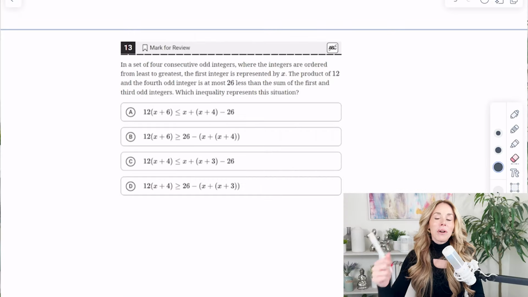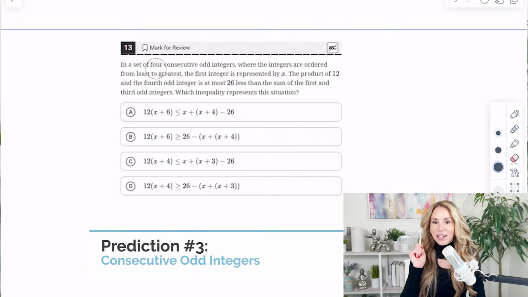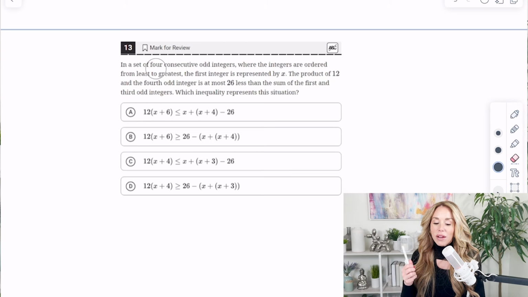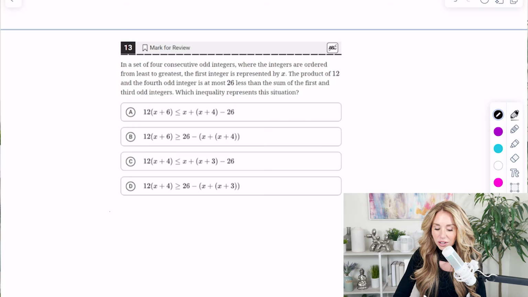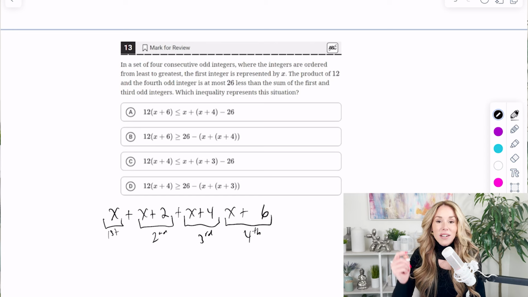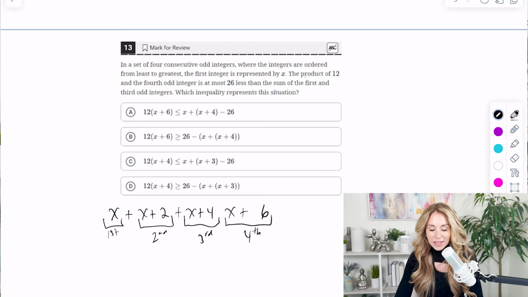All right, my third prediction is that you're going to get a question on consecutive odd integers, and it's all about how you set it up. So if you have a set of 4 consecutive odd integers, basically you're going to make the first one X, the next one X plus 2, the next one X plus 4, and the next one X plus 6. So here's your first, here's your second, here's your third, here's your fourth. Because odd integers skip a number every time. That's why you have to add 2 and then 4 and then 6.